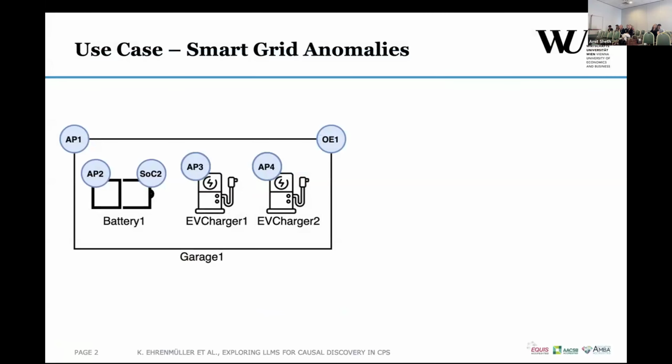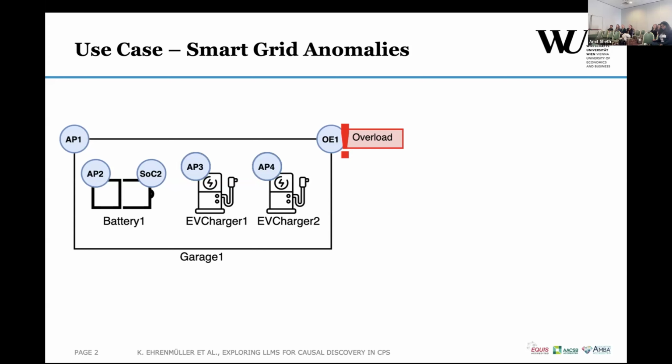I first want to go into details on our use case. Here you have an example of a smart grid entity. We have a garage with some electric vehicle chargers and a battery, and there are some sensors installed. All the blue circles are sensors in our system, and here you can basically measure what's happening. Sometimes something happens in the system. For example, here we have an overload at the garage that is collected by the sensor.